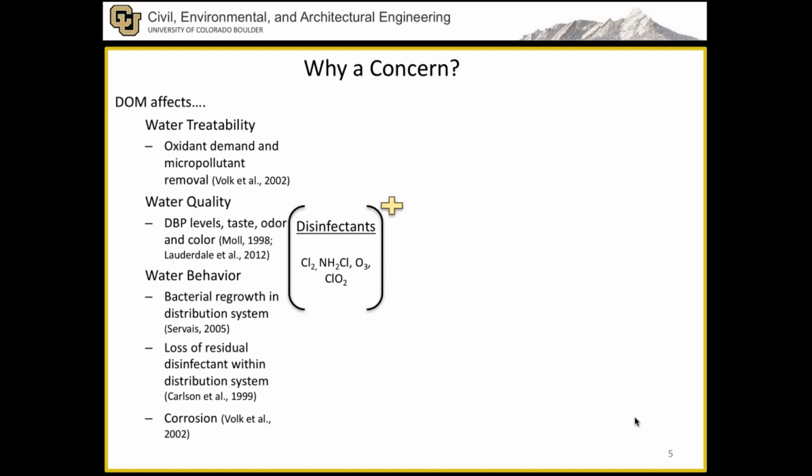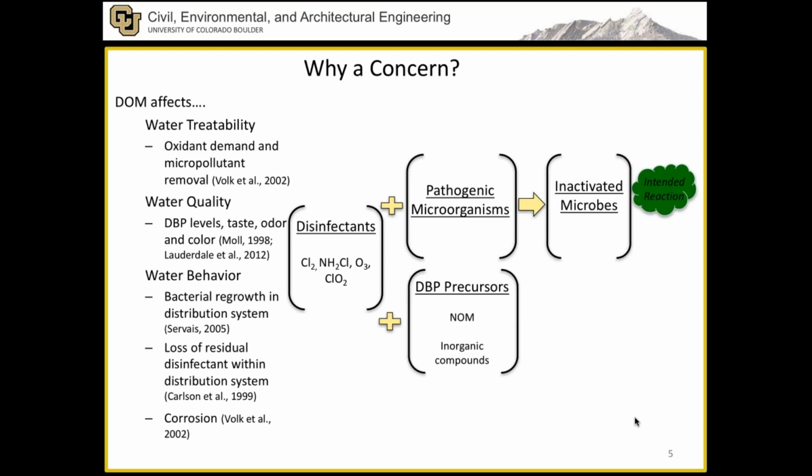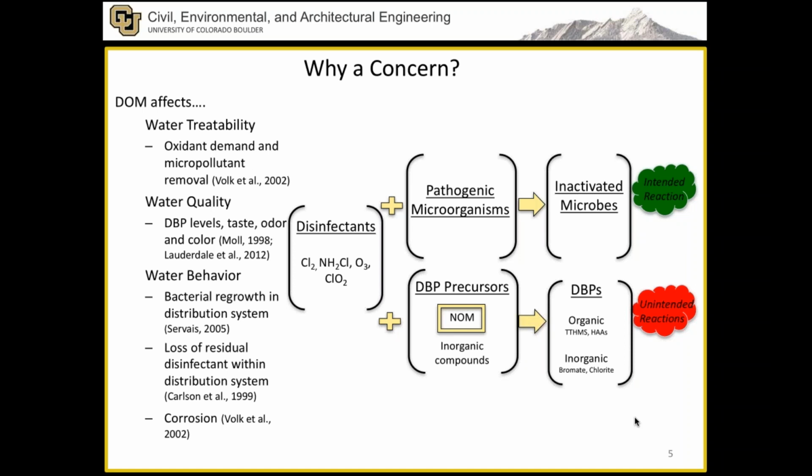Disinfectants, such as chlorine and ozone, react with pathogenic microorganisms to inactivate the microbes, and this is an intended reaction. However, whenever there's natural organic matter or inorganic compounds in the water, these react with the disinfectants to form disinfectant byproducts, which are harmful to humans, and that is an unintended reaction. So this work looks at reducing the natural organic matter in order to form less DBPs.